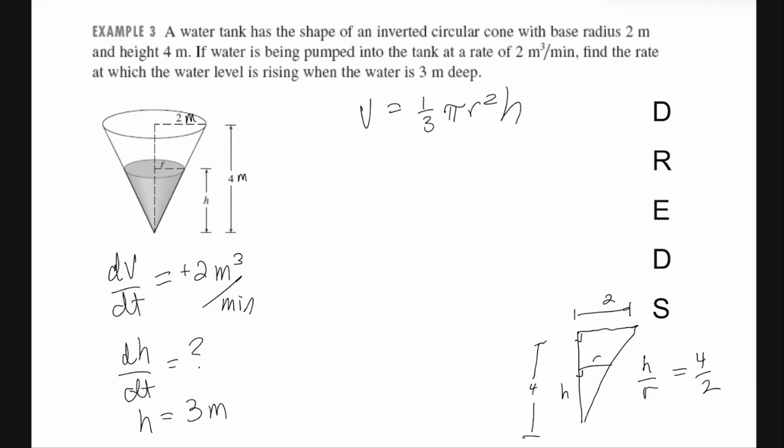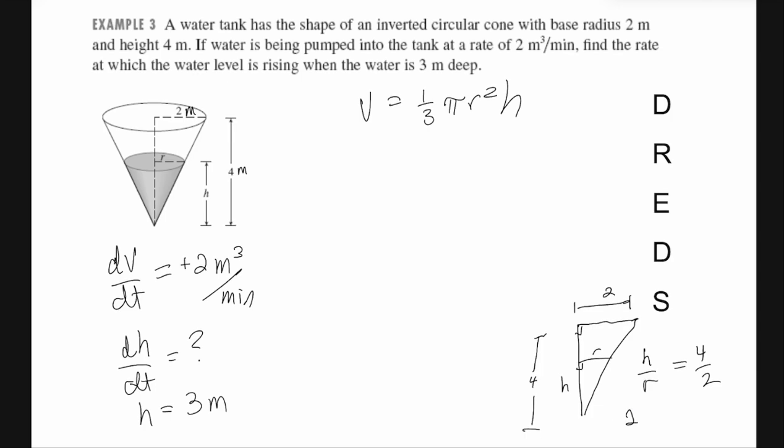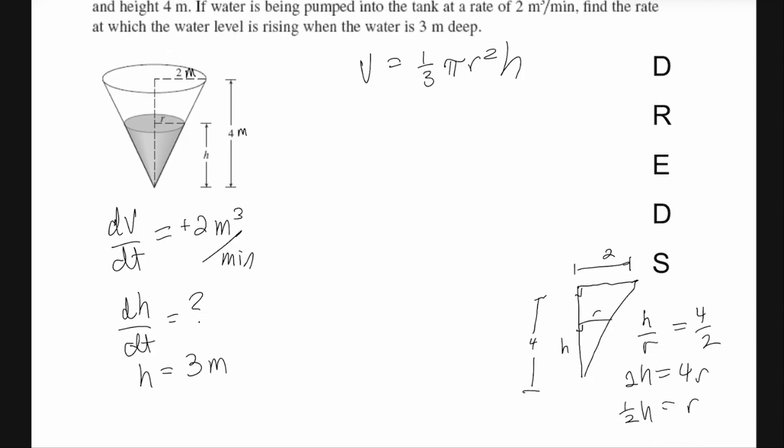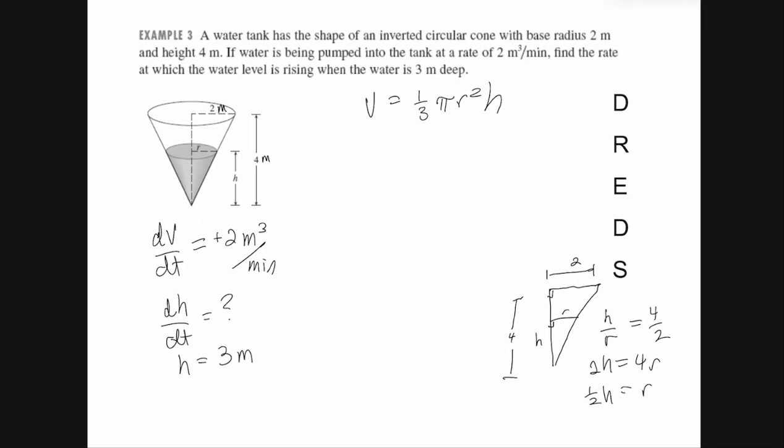So if I cross multiply, I get that 2R, or I'm sorry, 2H is equal to 4R. So R is equal to half of H. So I know that the relationship between H and R is the radius is always half of the height. So I get to take this out and I get to replace it with 1/2 H. So let's do that.